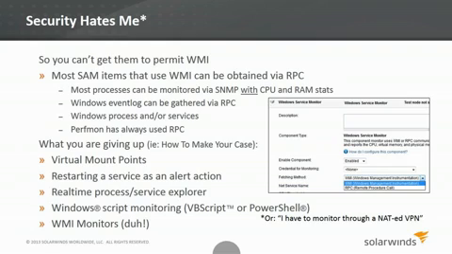However, what you're giving up, A, virtual mount points. Really, if there was no other compelling reason to get WMI working, that's got to be it. Restarting a service as an alert action. Real-time processes and services will not work unless you're monitoring that service or process through WMI, not through RPC. And then there's certain other things, Windows script monitoring and WMI monitors. WMI monitors are like a duh, but Windows script monitoring requires that VB script is allowed to work, which typically are very similar in terms of what you need. So you have to be aware of what you're giving up, or you have to use this information to make your case about why you need it to be working.